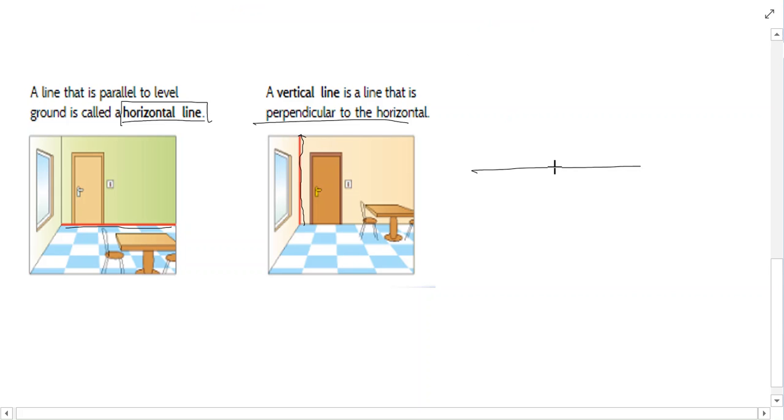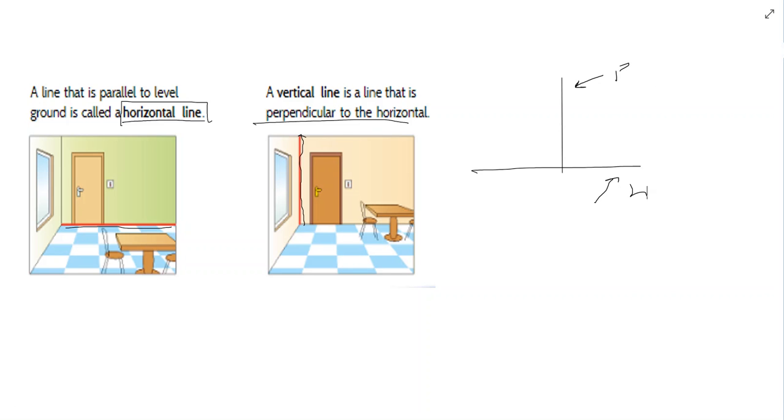So perpendicular then would be something like this. So that's what we mean. So this is perpendicular, and this is horizontal. So it's just very important that you know the difference between both.